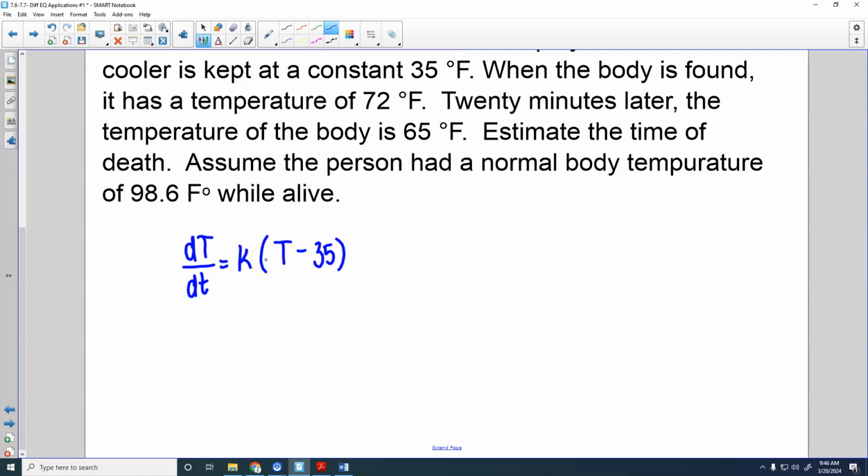So we want to solve this equation for capital T. We're going to multiply by dt, so we get dT equals k(T minus 35) dt. We're not going to solve the mystery today, we're going to run out of time. We're going to divide by T minus 35.